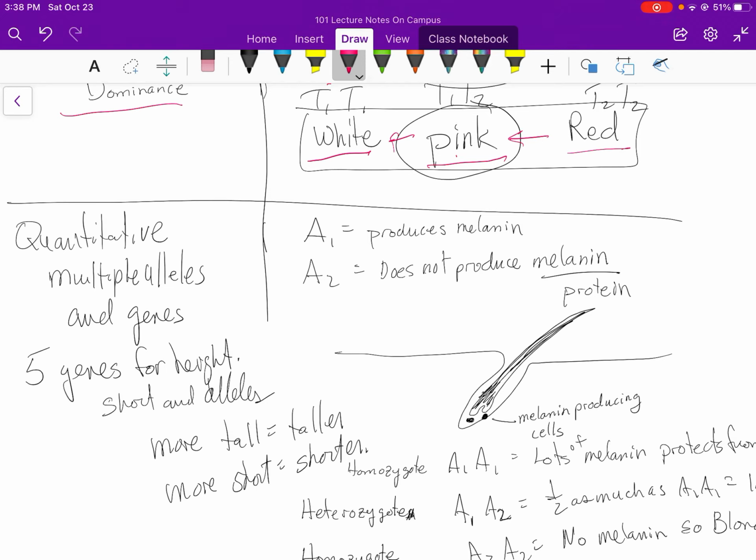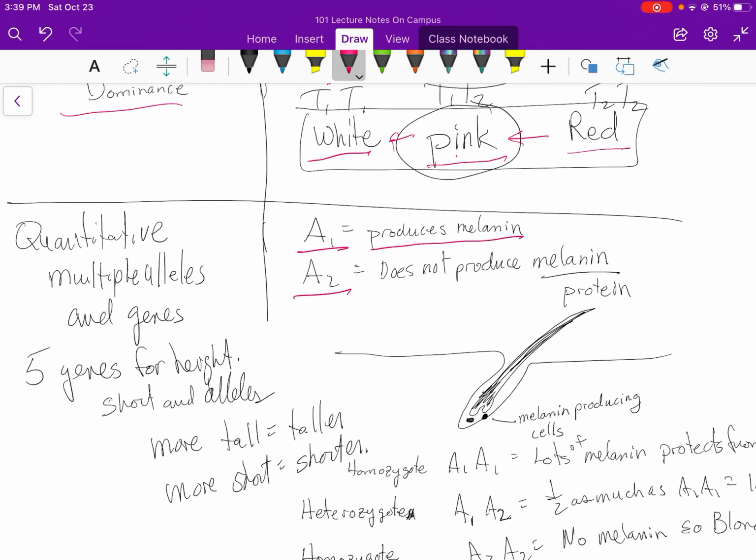Now, the other type that I like to talk about a little bit is quantitative traits or multiple alleles in genes. And what this means is that the more you have of something, the more that you produce of it. And if you have many different genes, each with two alleles, you can have a lot of alleles that produce that. So my example here is an example for skin color, because both hair color and skin color work this way. And take two genes, A1 and A2.